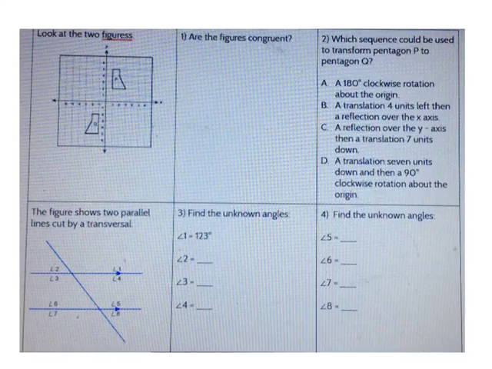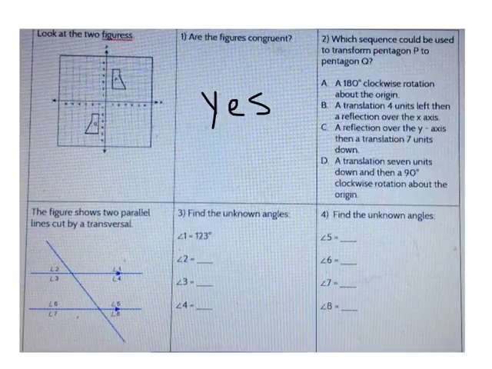Let's dive right in. Let's look at the two figures on the left. Are they congruent? Yes, they are the same size and shape and can be made into one another using a series of rigid transformations. Which sequence of transformations could be used to transform pentagon P to pentagon Q?